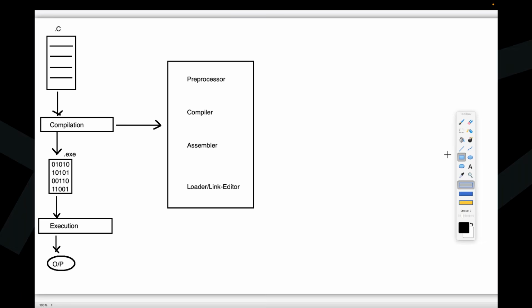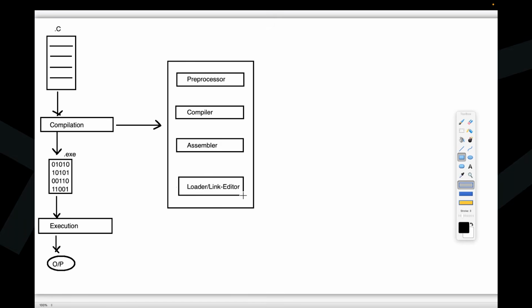These four machines are working together in order to perform compilation. Don't think that compilation could be performed by only the compiler. No. Compilation is performed by 4 machines. After the preprocessor work, the compiler work will start. After the compiler work, the assembler work will start. After the assembler work, the loader, link editor work will start. But the exact internal functionalities of each one are not at all required now.